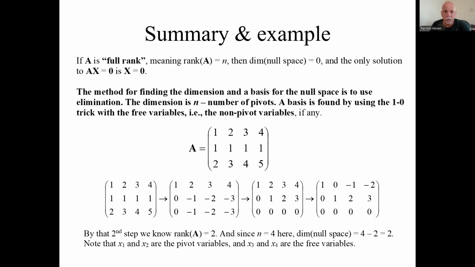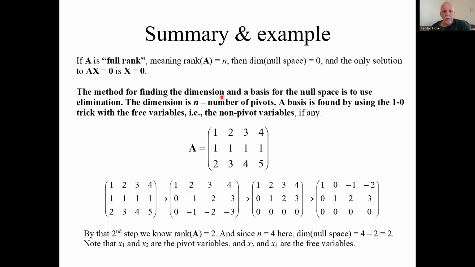So let me do an example. First, we'll state something. We call A full rank if its rank equals that n. That means that the dimension of its null space is 0. And that means the only solution to this homogeneous equation is x equals the trivial solution, 0. We'll use that fact a little bit later.